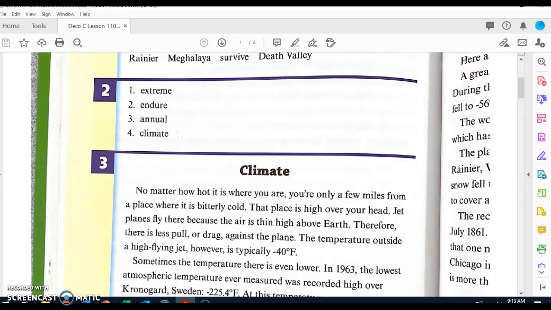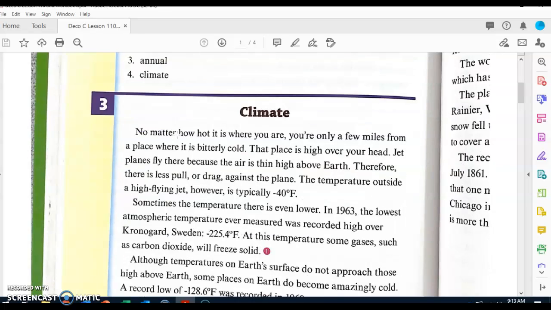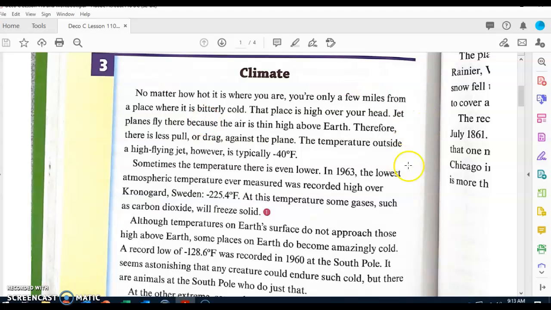Now let's go ahead and begin with our story, boys and girls. We are on part 3. Make sure we follow along. Listen to the questions that I'll be asking. Climate. No matter how hot it is where you are, you're only a few miles from a place where it is bitterly cold. That place is high over your head.